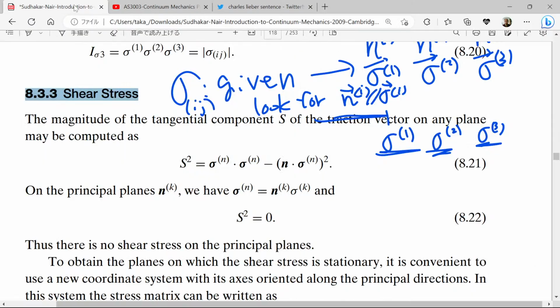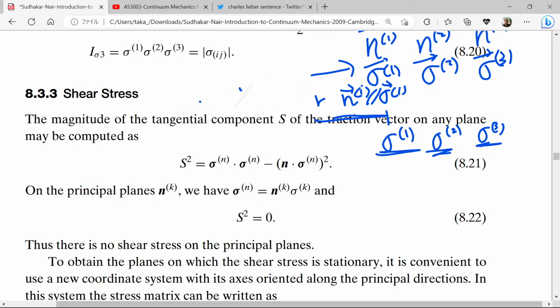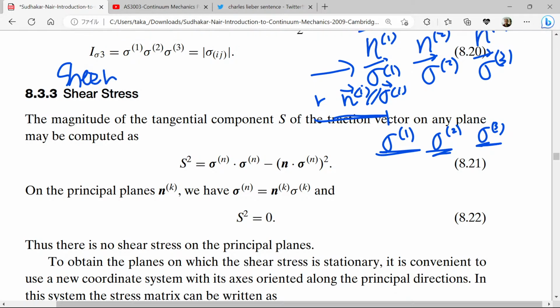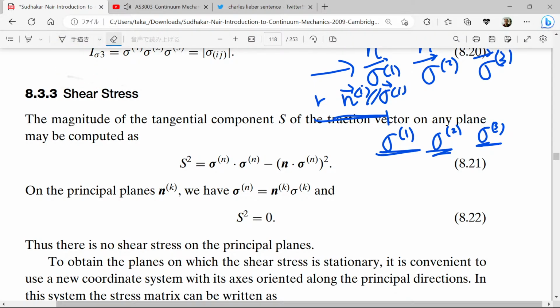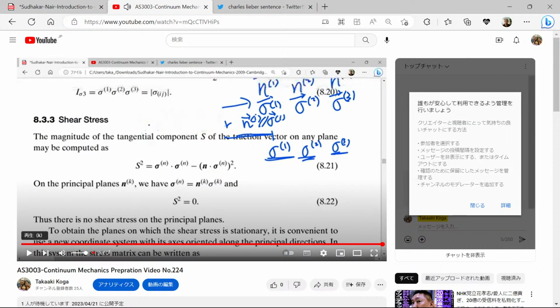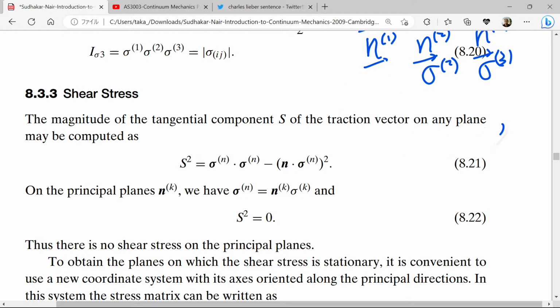Okay, so I talk about shear stress. Actually, the spelling is interesting. I believed it was spelled SHEER, but this was incorrect. Oops. So, shear stress: SHEAR. Shear stress. Okay.